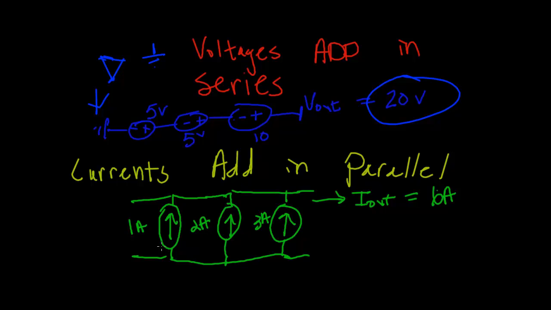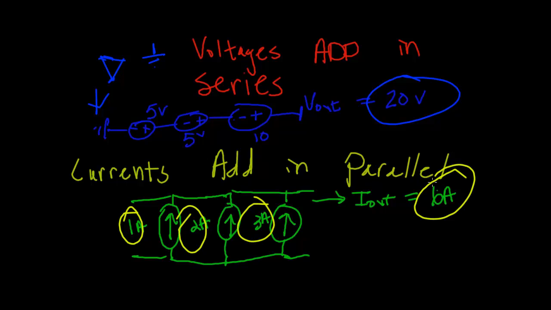The same goes for currents. If you have currents in parallel, you have 1 amp plus 2 amps is 3 amps, and 3 amps plus 3 amps is 6 amps. So your grand total is 6 amps. Now with current, this would make sense, and I will show you why this makes sense here on the next slide.